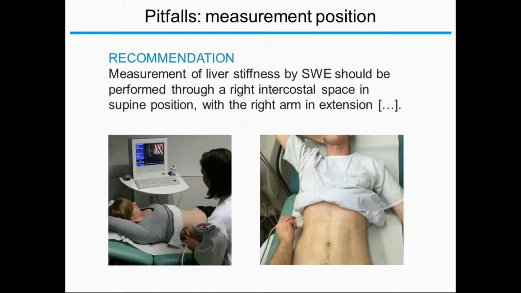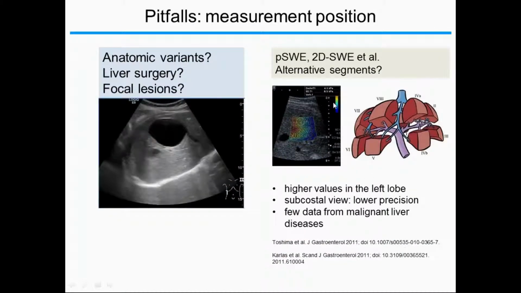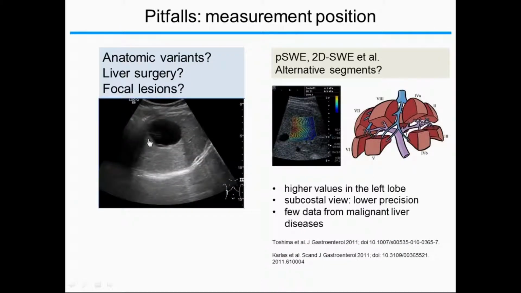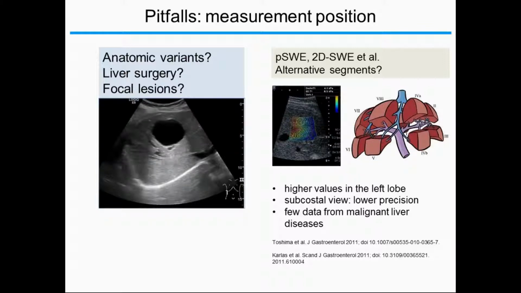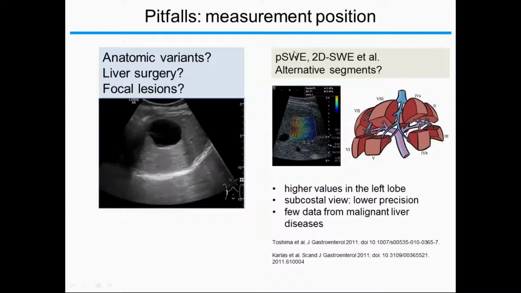Last pitfall, the measurement position. Normally, liver elastography should be performed through a right intercostal space in the right liver lobe, which is shown here for the transient elastography or here for a 2D shear wave elastography setting. But there will be situations, as in this patient, where you have a large cyst in the right liver lobe, where with point shear wave elastography or 2D shear wave elastography, one might aim to measure other segments in the left liver lobe or try a subcostal approach.